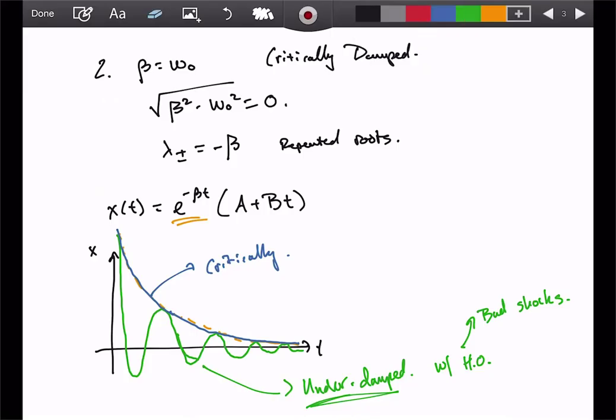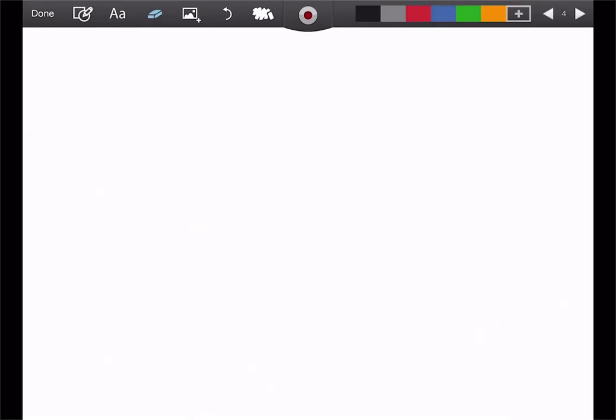Where in the other case, this guy would be effectively good shocks, right? So in this case, you would just bounce, or in this case, not even bounce, but you would just exponentially go to zero. So actually, good shocks would probably be a little bit between the two. So you might have a little bit of harmonic oscillation, but it's basically just critically damped. So that's our critically damped situation. And again, energy is not conserved in this case. I'm not going to worry too much about that.